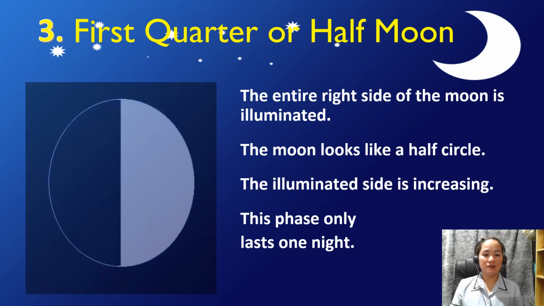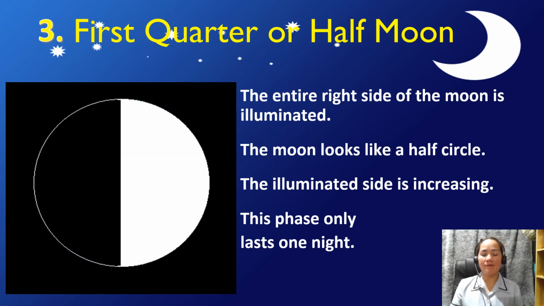The third one is the first quarter or half moon. The entire right side of the moon is illuminated. The moon looks like a half circle. This illuminated side is increasing. This phase only lasts one night.